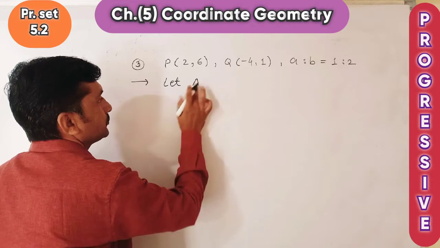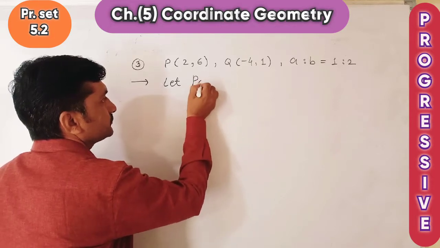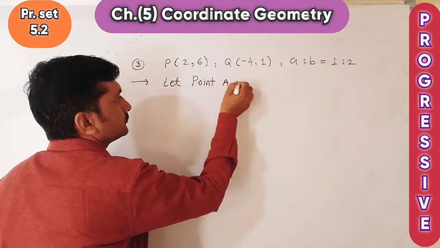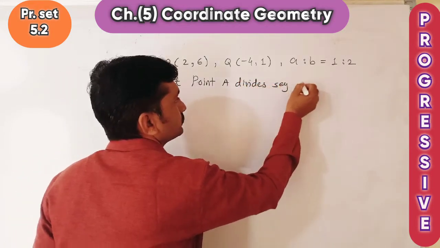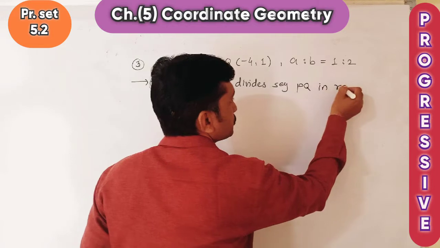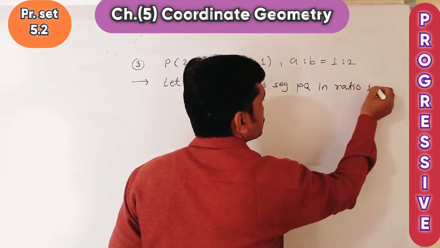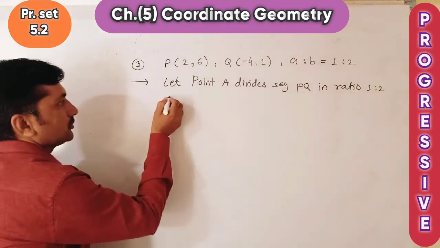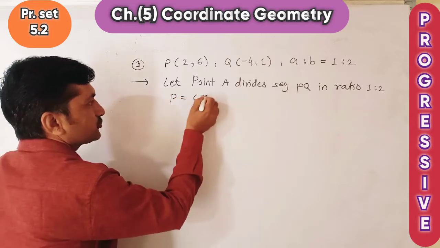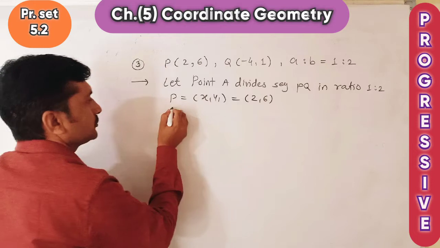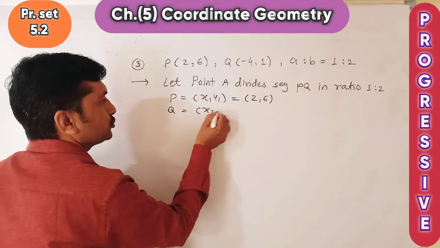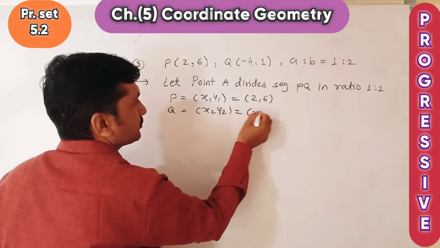Let point A divide seg PQ in ratio. Now the ratio is given 1:2. P is equal to x1 y1. Coordinates are 2, 6. Q is equal to x2 y2. Coordinates are -4, 1.